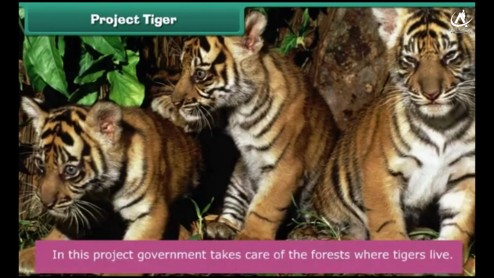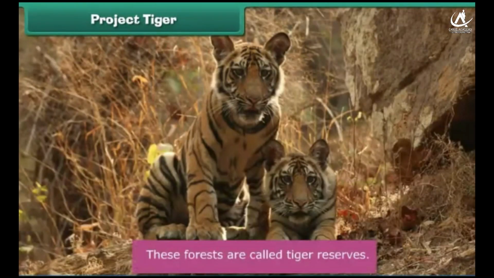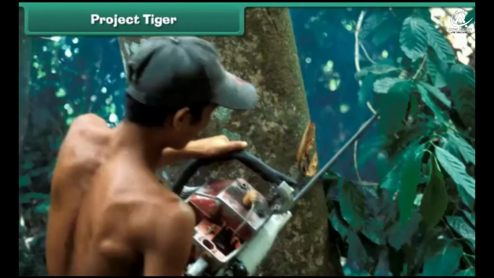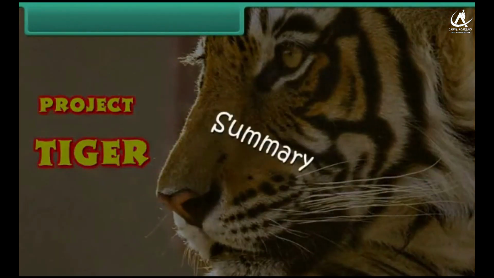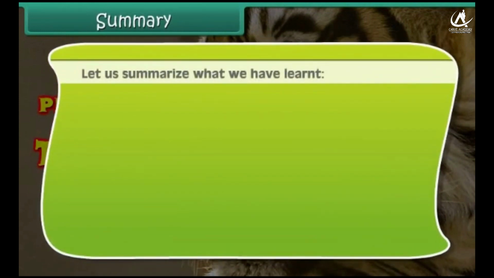In this project, the government takes care of the forests where tigers live. These forests are called tiger reserves. Killing tigers and cutting trees in these forests is a punishable act. Summary. Let us summarize what we have learned.